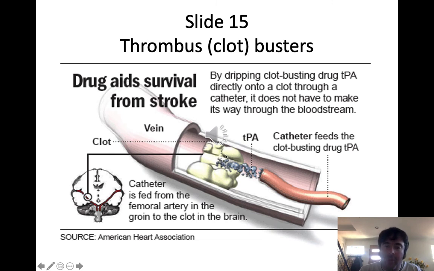One of the problems with using tissue plasminogen activator is that the clot busts into smaller clots, and then those smaller clots can run all over the body and maybe clog up something in the lungs, leading to a pulmonary embolism or a downstream stroke or whatever.